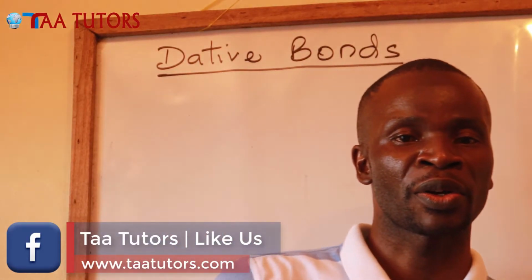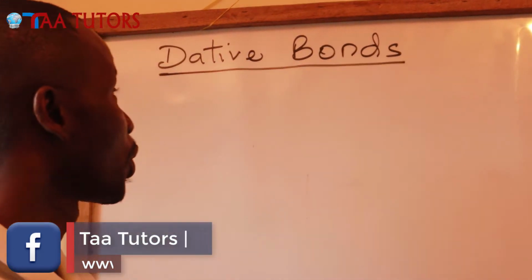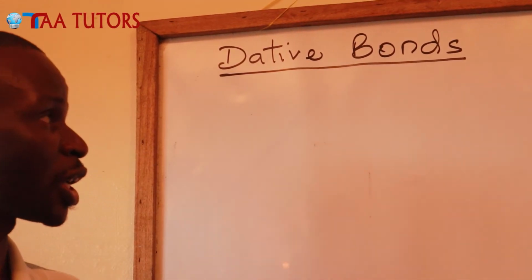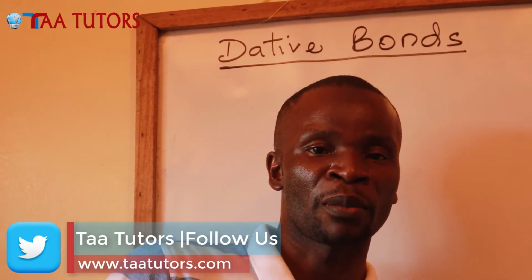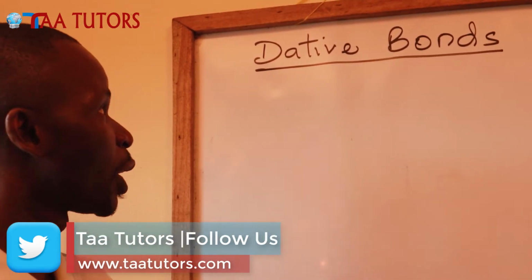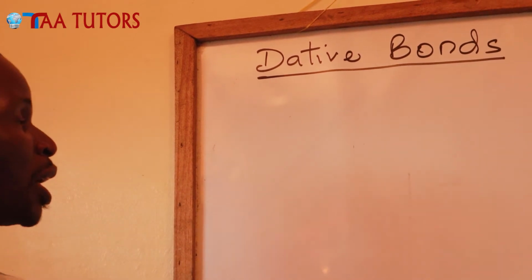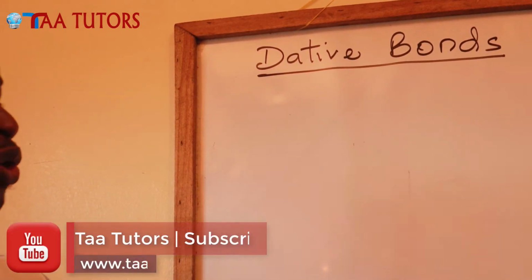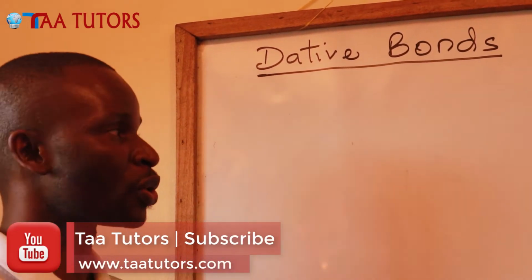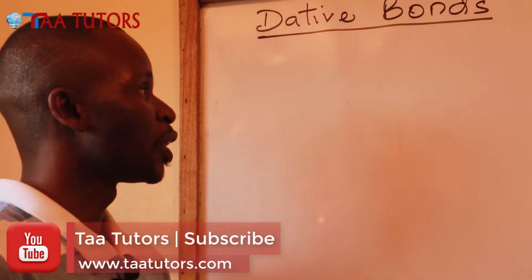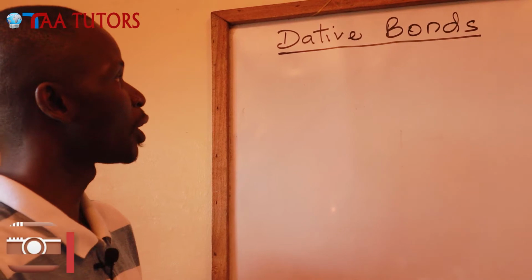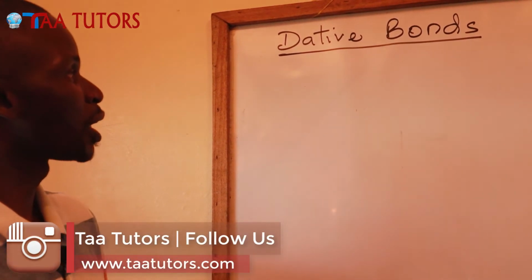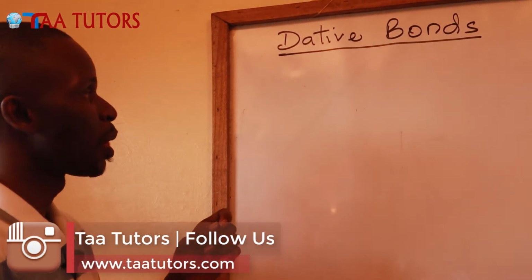So viewers, welcome again. We want to now look at dative bonds. In our previous class, we looked at what we call covalent bonds. But we are going to look at a special type of covalent bond called a dative bond. And this dative bond can also be called a coordinate bond. So those terms are known. It's not going to be far from what we have learned in covalent bonds.